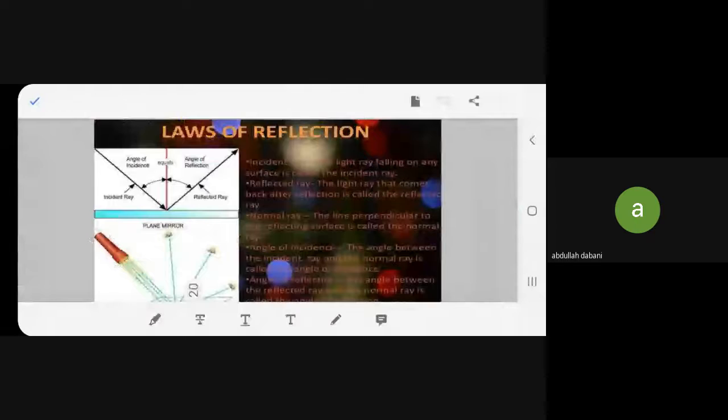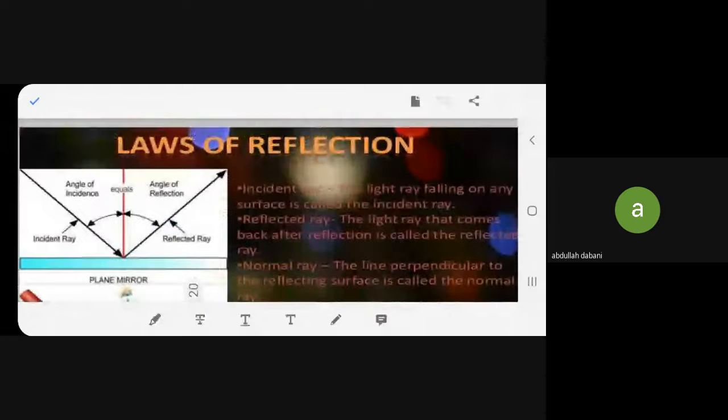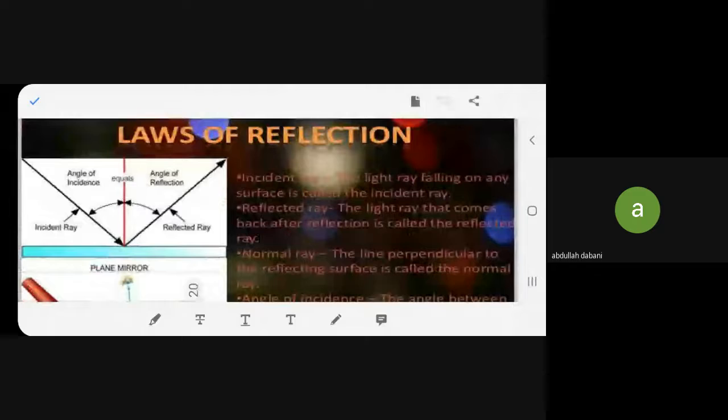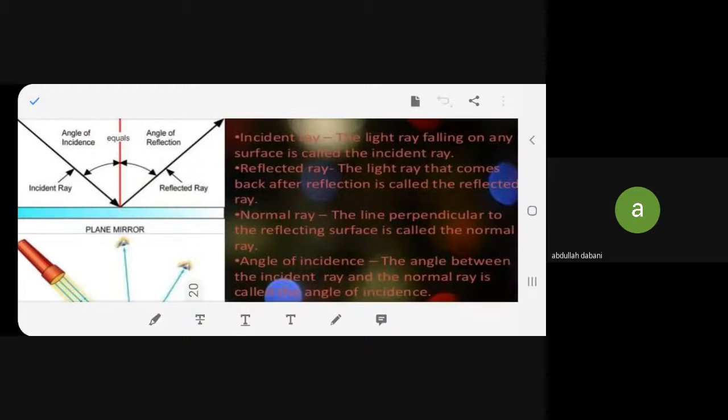Again, laws of reflection. See, so many slides I've taken for the same thing, but this is very, very important. This will stay with you throughout your life if you're taking the science stream. You know that? I'm trying to make things very clear right now. Now we read the laws of reflection. Please start with incident ray. The light ray falling on any surface is called the incident ray. Just one by one we will do.